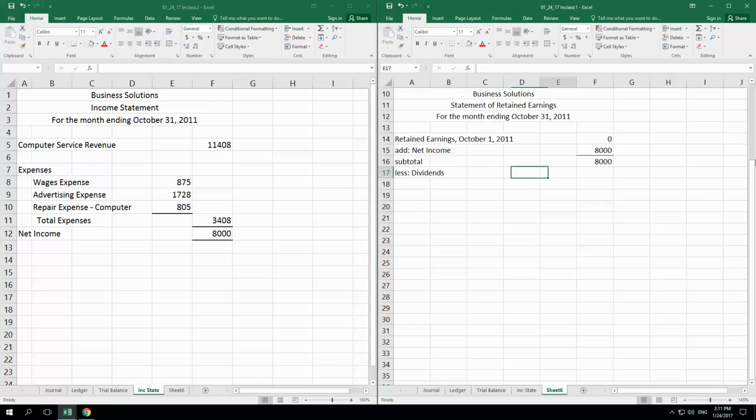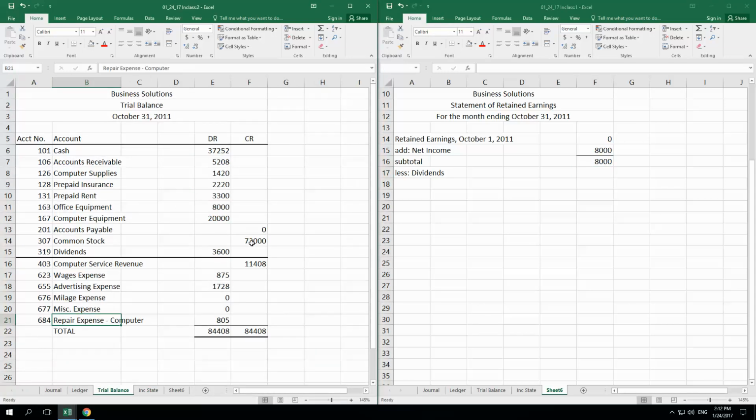Where am I going to find my dividends? Trial balance, yeah. Go back to the trial balance. I would work from the trial balance because I know that that's the right number. Dividends are 3,600, right? So I'll put in 3,600. And the word less means I'm going to subtract, so I don't necessarily have to. And this will be on 10/31. That's the ending. So 8, what will that be? 4,400? 4,400 is your ending retained earnings.